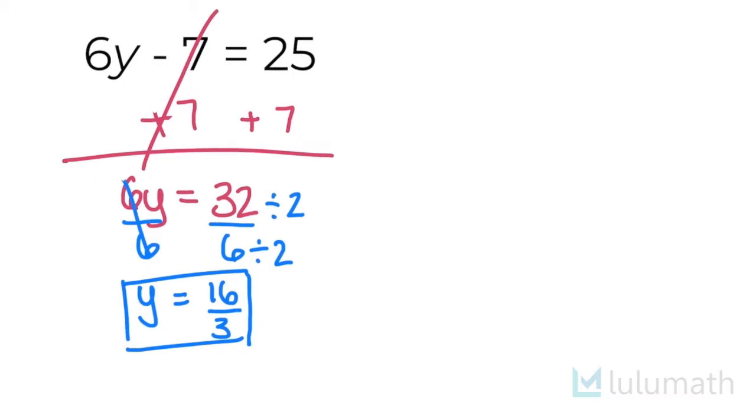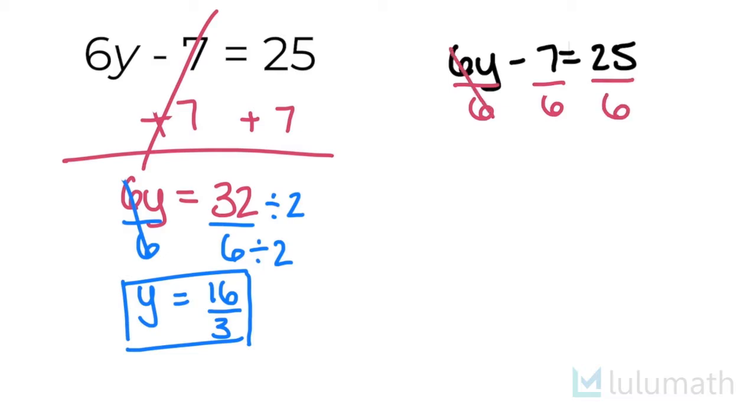Let me show you how it would look to solve this equation by getting rid of the 6 first. So I would divide by 6 to get rid of it first, but I would have to divide everything by 6. And 6 divided by 6 cancels out, so I get y minus 7 over 6 equals 25 over 6.